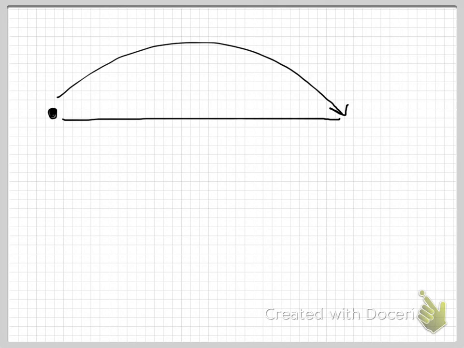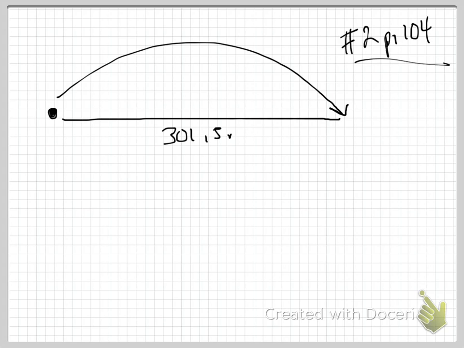So this is number 2 on page 104. This is fondly referred to as the golf ball problem. Not fondly. Okay, that was sarcasm. So we're told that somebody does a 301.5 meter drive, at a 25-degree angle, by the way.